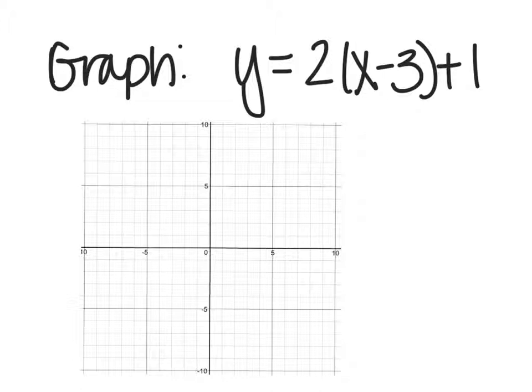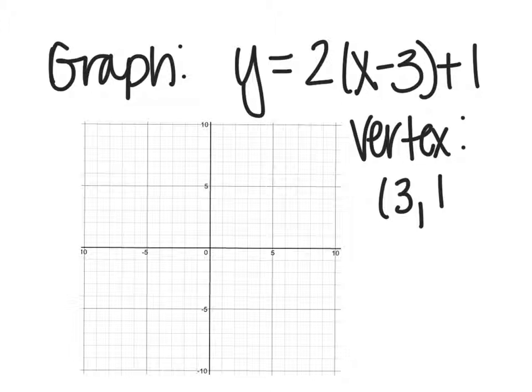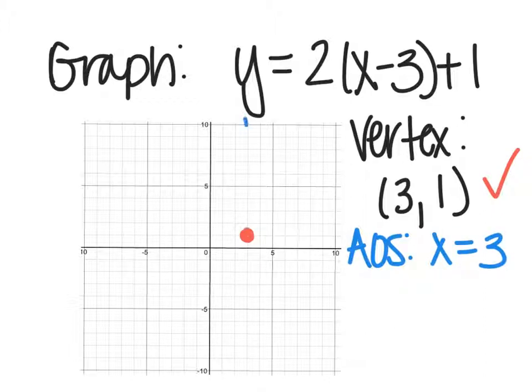Lastly, we have to graph y equals 2 times (x minus 3) plus 1. Well, first of all, we know a couple things. We know our vertex. Our vertex is going to be the ordered pair (positive 3, positive 1). So I'm going to graph that point first. So positive 3, so I'm going to go right 1, 2, 3. Positive 1, I'm going to put a point there. That's my vertex. So my vertex is done. I also know now what my axis of symmetry is. So my axis of symmetry, which I'm going to call my AOS, is going to be the equation x equals 3. Remember, that's going to be a vertical line that's going to go through the vertex.